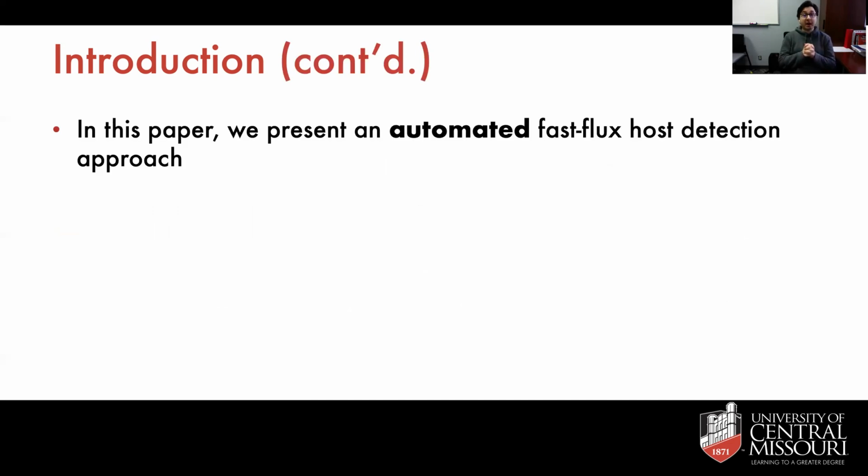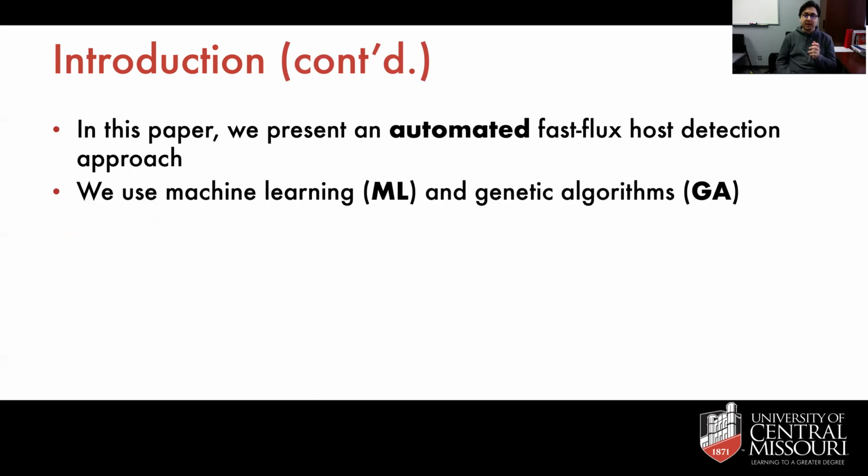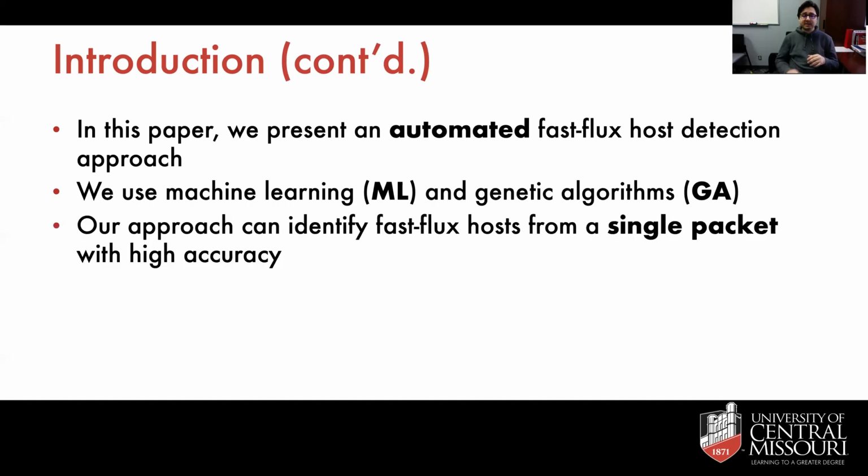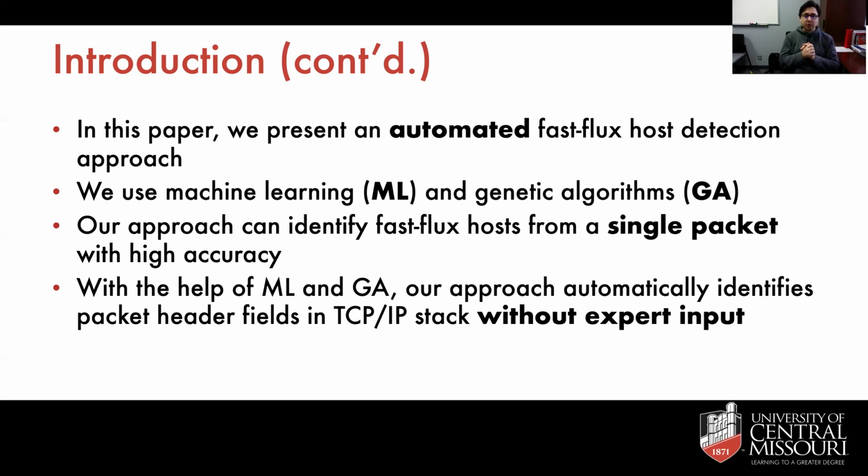So in this paper, we present an automated fast-flux detection approach. We use machine learning and genetic algorithms in order to automate this process without expert input. Our approach can identify fast-flux hosts using a single packet originated from an infected machine with high accuracy. So again, with the help of machine learning and genetic algorithms, our approach can automatically identify the packet header fields in a TCP/IP stack without any expert input. We completely extract all of that distinguishing information from the data set provided.